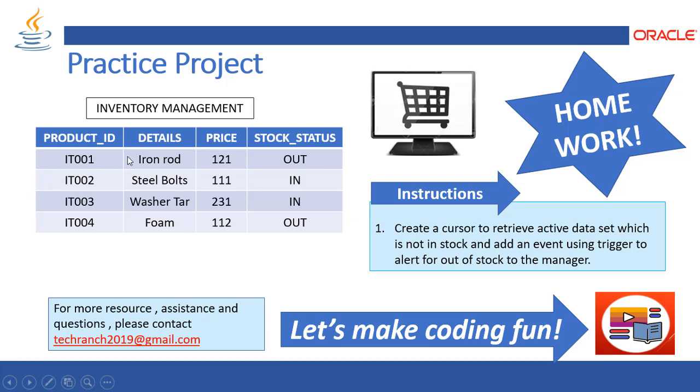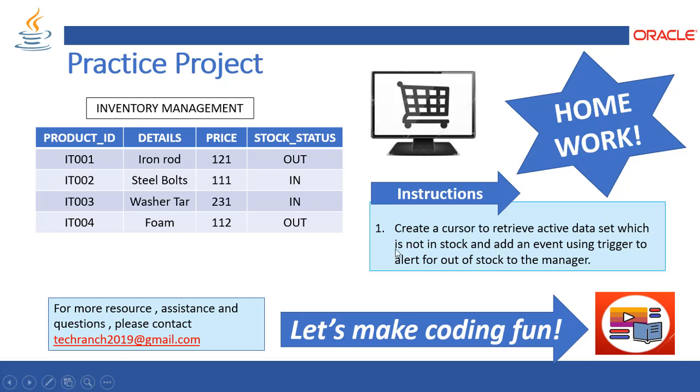For inventory management, we have a table, and you can name it anything. It has 4 columns: product ID, which is nothing but the sequence; details in a varchar type, some kind of string; price in a number type; and stock status in a varchar type, but it has a choice: out of stock or in stock.